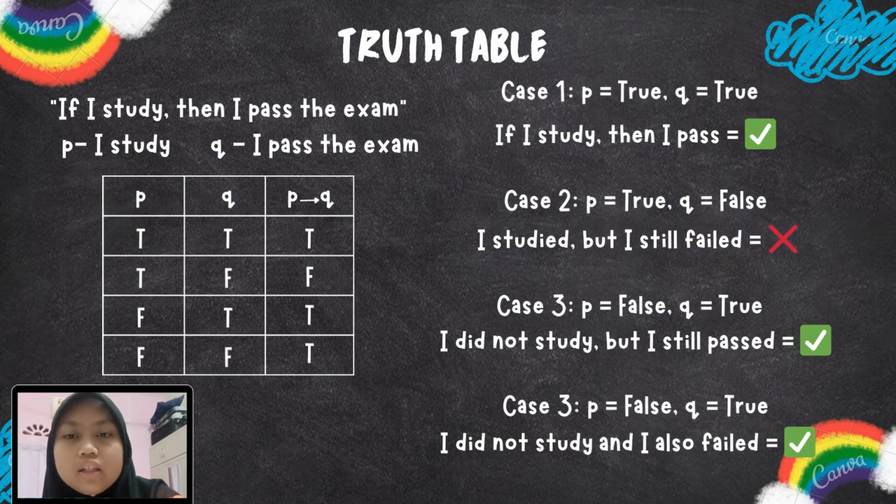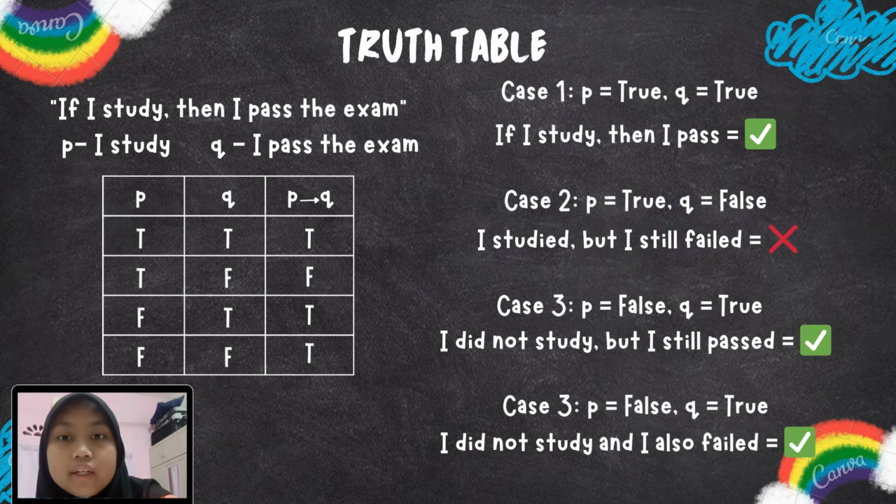Let's look at our first case, which is P true and Q true. So in the first case, P is true and Q is also true. This means I studied and I passed. So our original statement, which is if I study then I pass, is clearly true because the condition is fulfilled. That's why in our table it will be T, T and T.